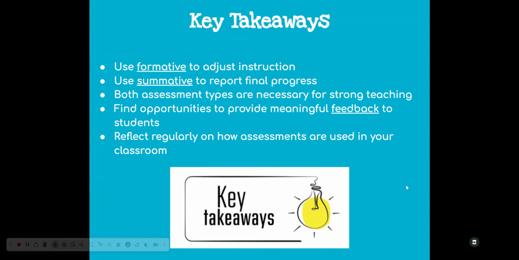So today, hopefully, our key takeaways have been that we use formative to adjust instruction and guide us. We use summative to report final progress and reflect on units for future use. Both assessment types are necessary for strong teaching, of course, and we need to find opportunities to provide meaningful feedback to students along the way. Whether that's getting to see their grades, taking a few moments once in a while to touch base with the student on how they're doing, or whether they're keeping track of their own records and getting it signed by parents. There are lots of great ways to provide meaningful feedback. And of course, every staff member should be reflecting regularly on how they use their assessments in the classroom and how it's used in your own grade books as well.